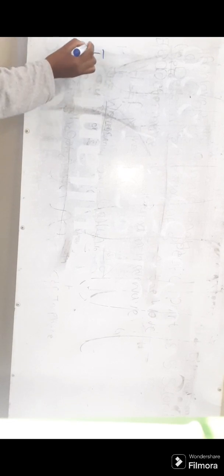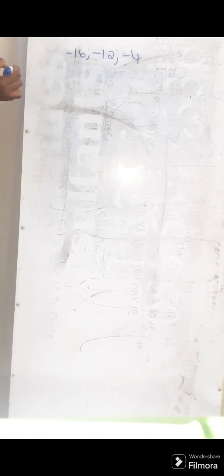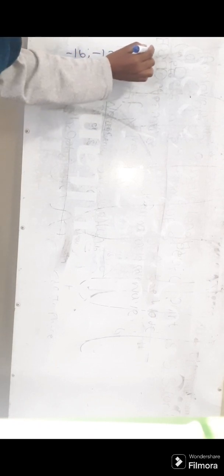Okay guys, now let's go to 1.2. So in this pattern we have the following: negative 16, negative 12, negative 4, and we have 8.